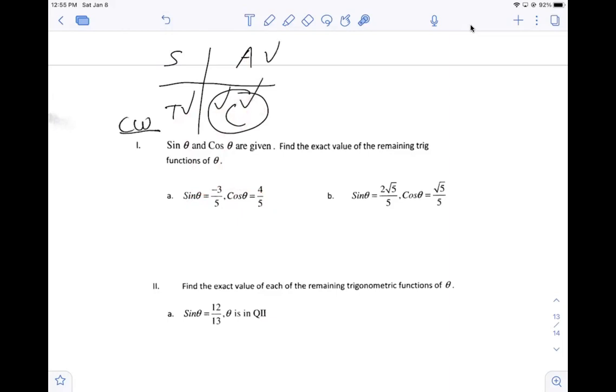And only the fourth quadrant fulfills both of those, so it has to be in quadrant 4, right? That tells us that the cosine should be positive, and we know the secant should be positive as well, but all of our other trig functions should be negative. Okay, the next part is how to get the values of these.